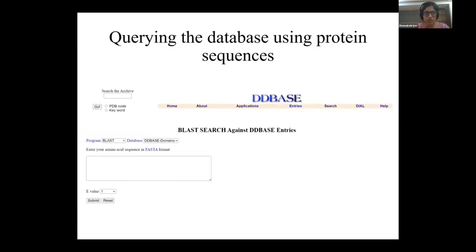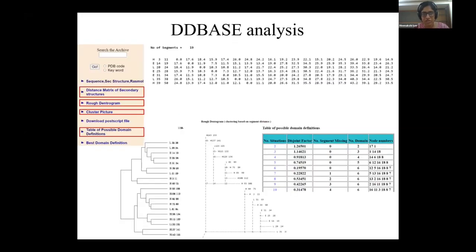But before that, I would like to say that we can also query the database using protein sequences by using the BLAST program, which has been implemented against all the domains we have calculated for the PDB entries. Using protein FASTA sequences, this database can be searched. Once the search is done, the results of all the sequences in the database which are closely related to the queried sequence will be displayed, and similar types of results can be obtained for those sequences.